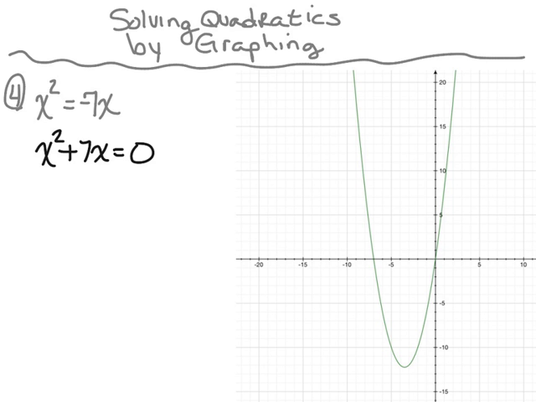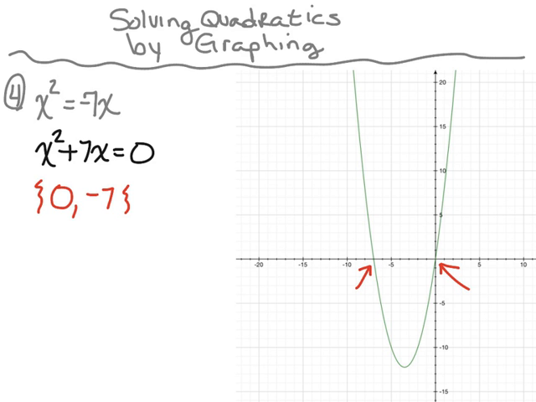Notice how this parabola, or U-shape, has two x-intercepts, which means I'm going to have two solutions here. One of those solutions is right here at 0, so that's one of my solutions. I also have another x-intercept over here, and that x-intercept is -7. Therefore, my two solutions to this quadratic are 0 and -7.